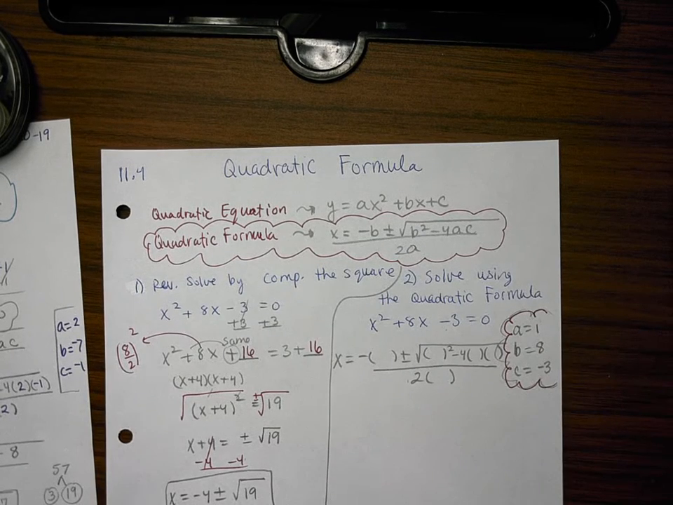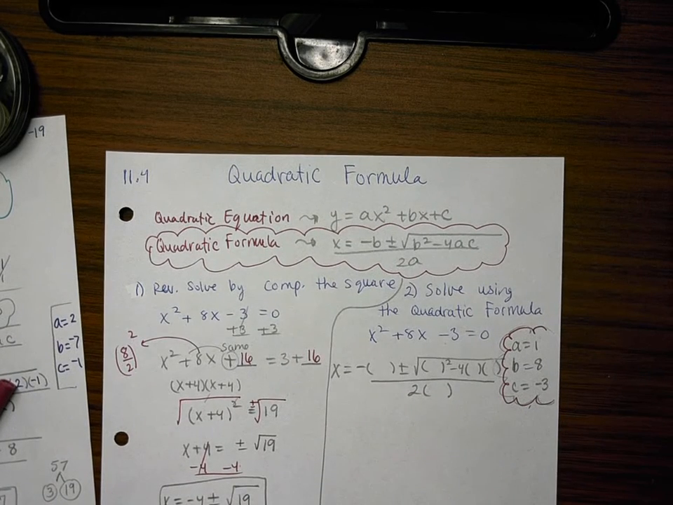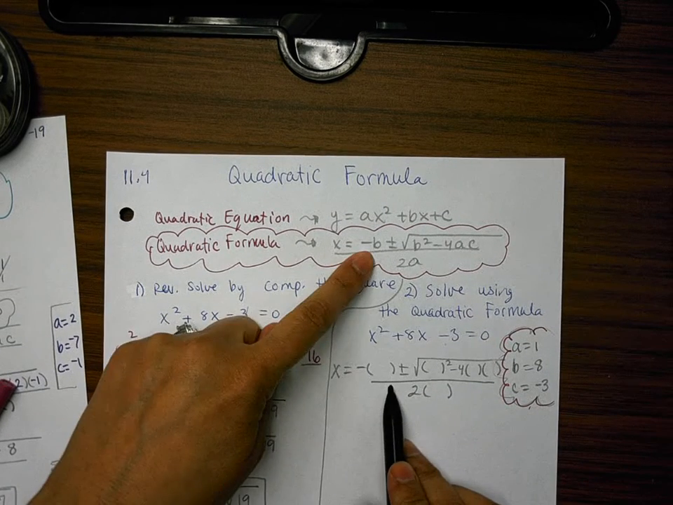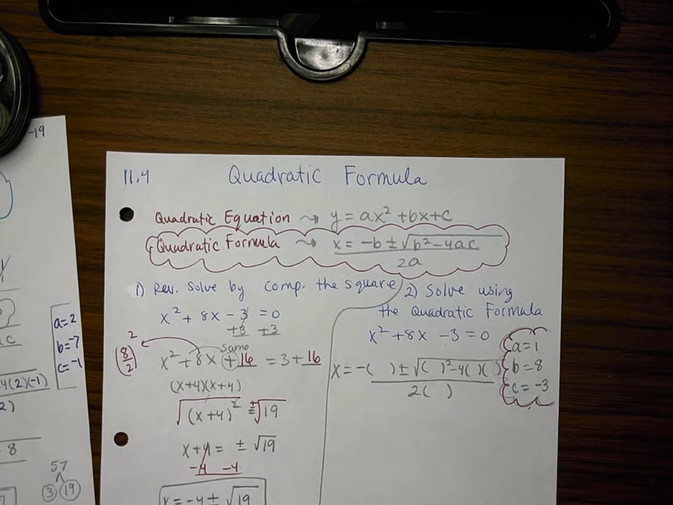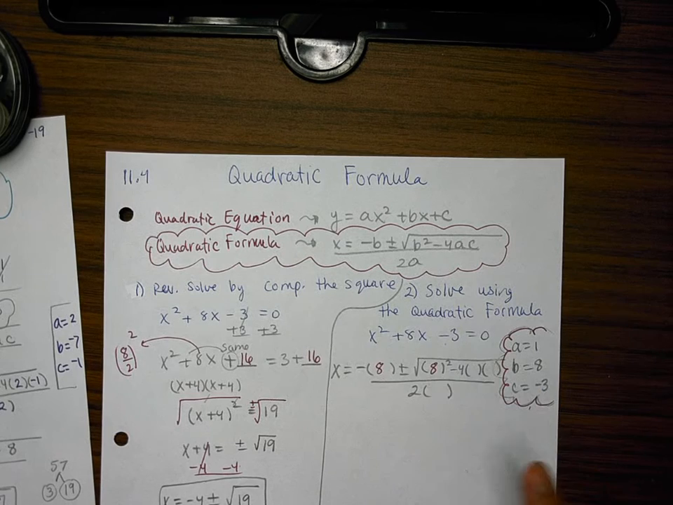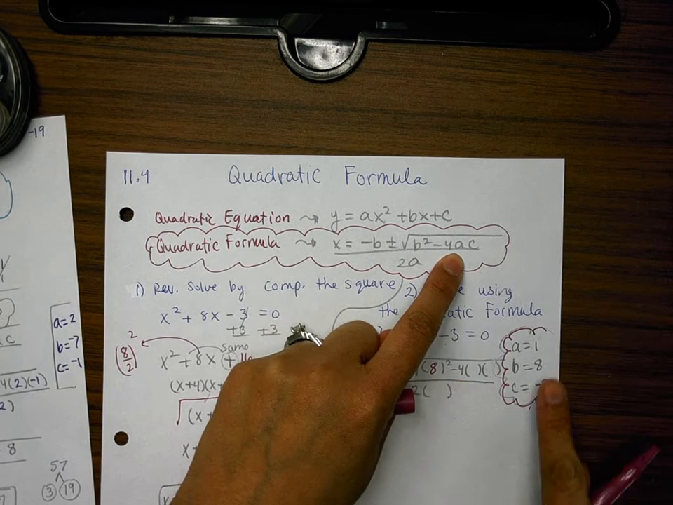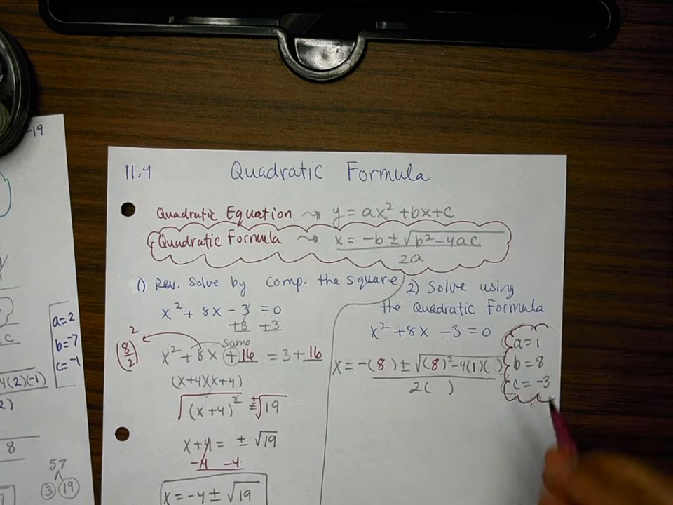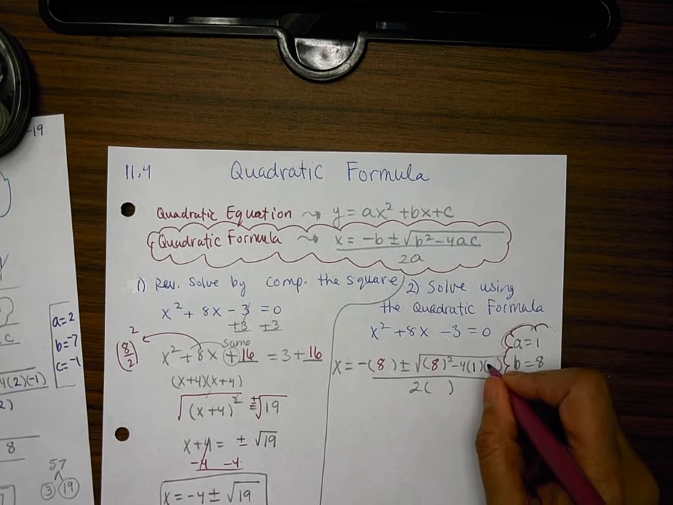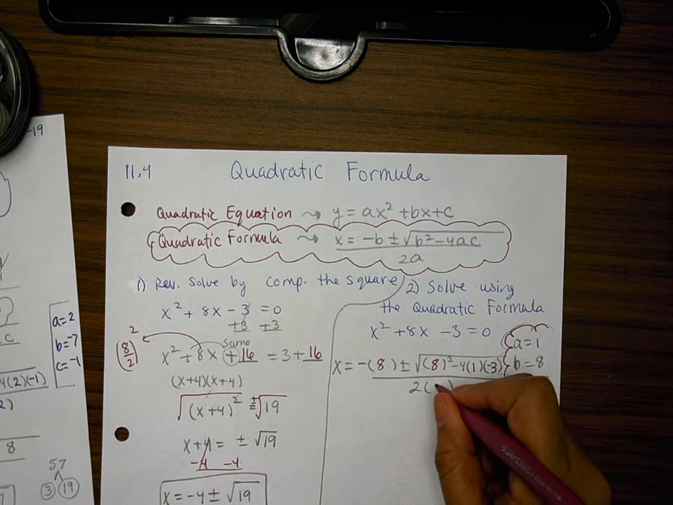Okay, so how does this work? We're going to fill everything in. Opposite of B, B is 8, so 8's going in. B squared, B is 8, so 8 is going in again. Minus 4, and then A is 1. C is negative 3. All over 2 times A is 1.